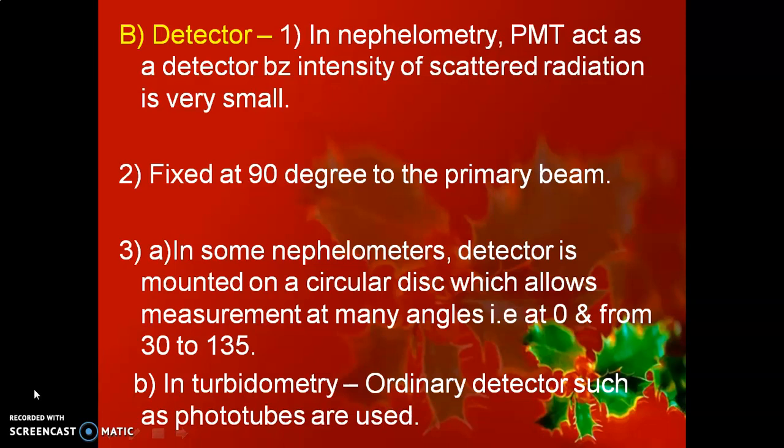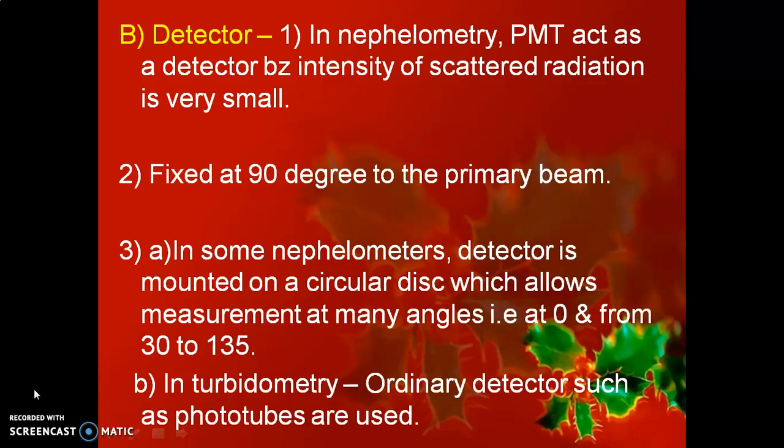Then the detector. In nephelometry, a photomultiplier detector acts as the detector because the intensity of scattered radiation is very small. In the photomultiplier detector, as we have already seen, a cathode is present, an anode is present and a series of dynodes are present. From a single radiation we can generate a number of electrons, so multiplication of electrons is more and amplification of current is more. This detector is very sensitive, hence we can use the photomultiplier detector here.